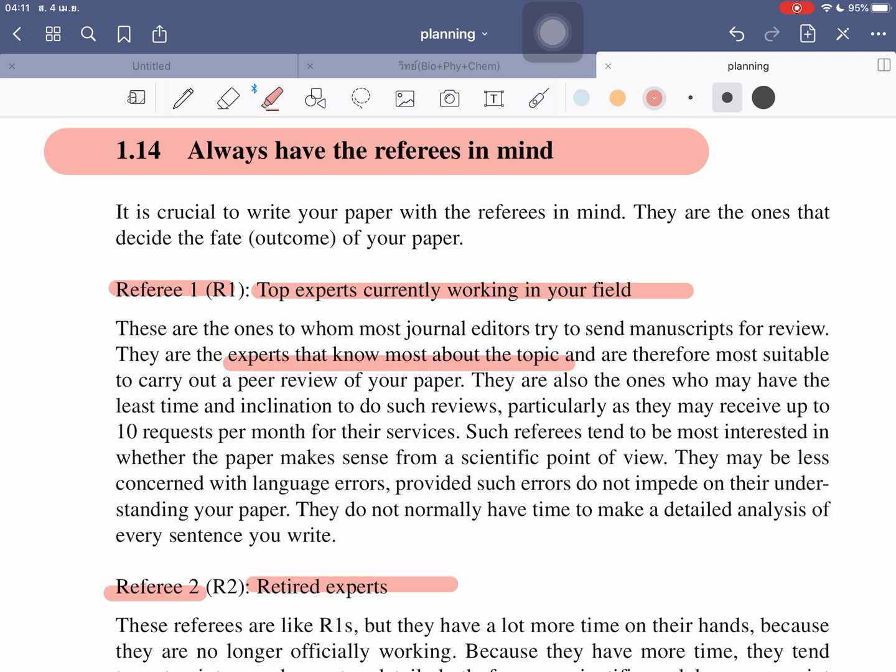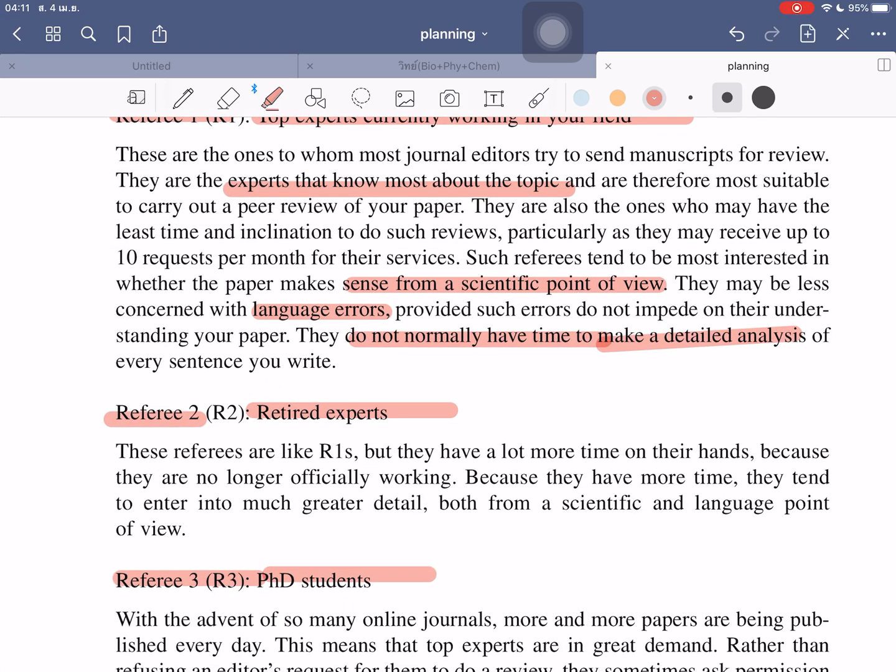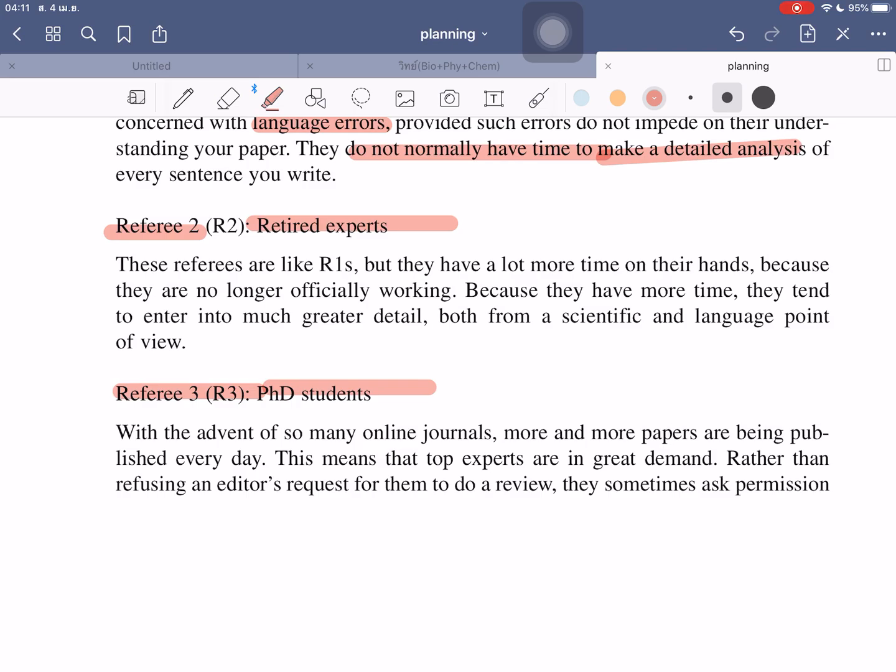Some referees may be interested in the paper from the scientific point of view. Some may be concerned with language errors, and they do not have time to make a detailed analysis of everything you write. Keep in mind, they are very expert, but they have very limited time to read your paper. The retired expert has a lot more time, so they tend to get into greater detail from both the scientific and language point of view. You need to look for this kind of expert.